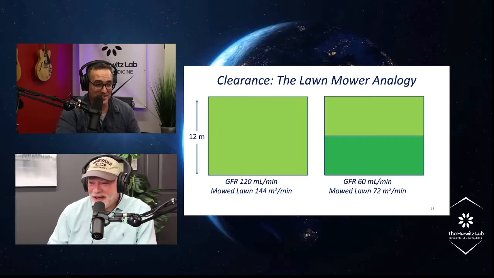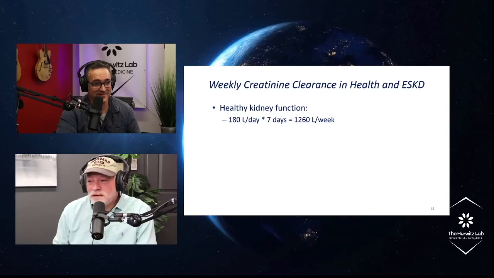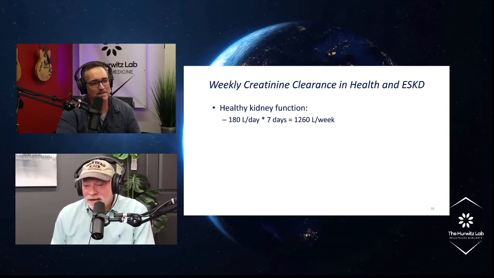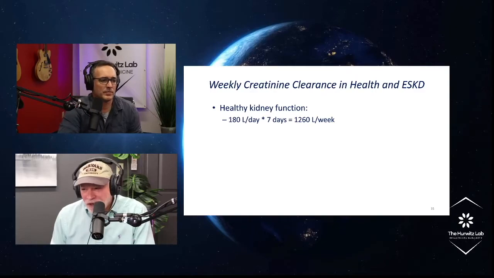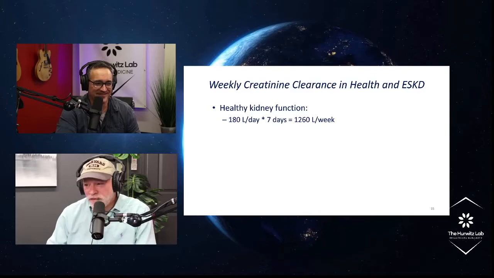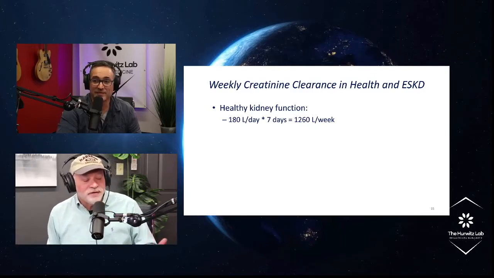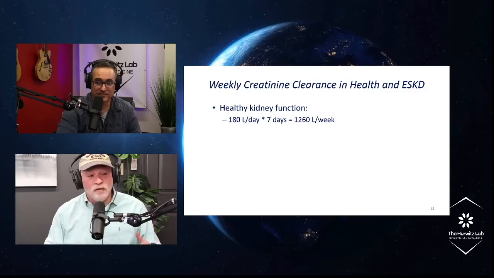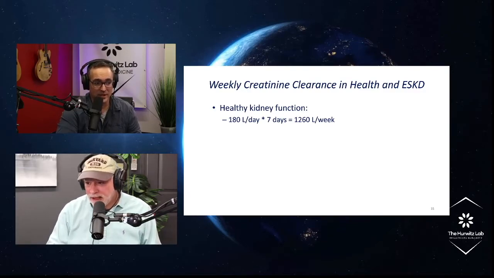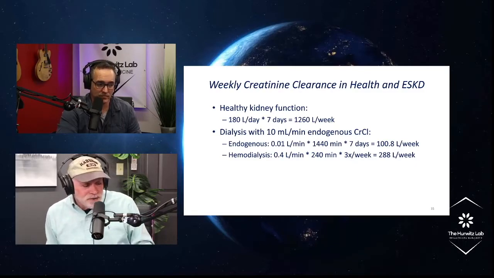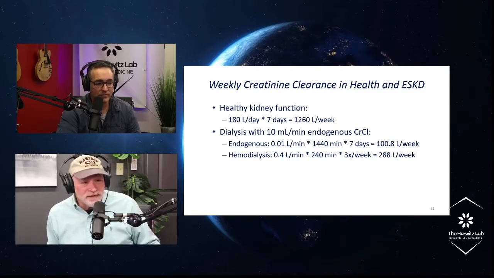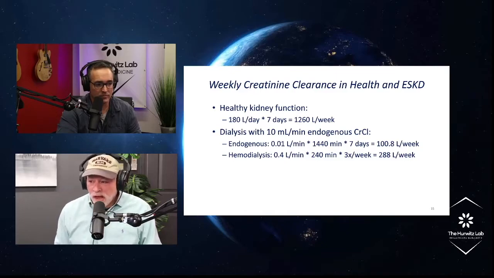Definitely. So, no question. Anyway, so let's just look at the weekly creatinine clearance in health and end-stage kidney disease. The healthy kidney, as we said, the GFR is 180 liters a day, and a week is 7 days. That's 1,250 liters a week. So the amount of creatinine that you're clearing, in a week, a normal kidney can clear 1,250 liters, that whole volume of creatinine in a week. To zero. Now, dialysis, people have a creatinine clearance or a GFR less than 10 milliliters per minute.